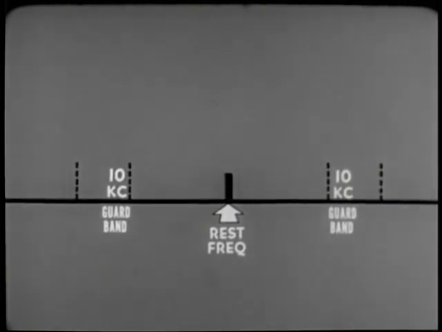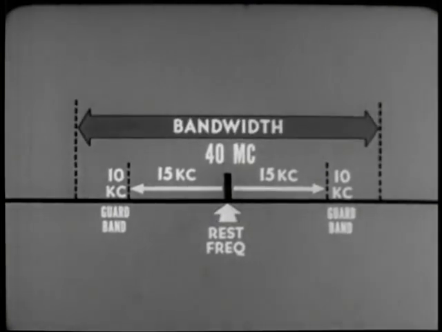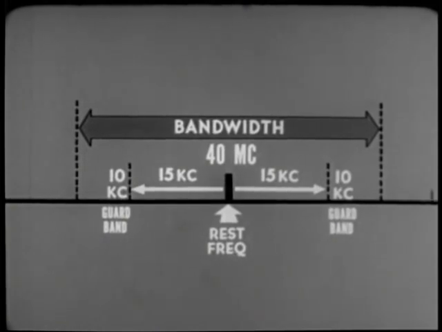Add to this the 10 kilocycles on each end for guard bands, and the total bandwidth is 50 kilocycles. The 50 kilocycle bandwidth is not a standard. All FM transmitters do not have the same deviation. It will vary in accordance with the equipment's design and mission, but the principles under study apply to any and all FM transmitters.